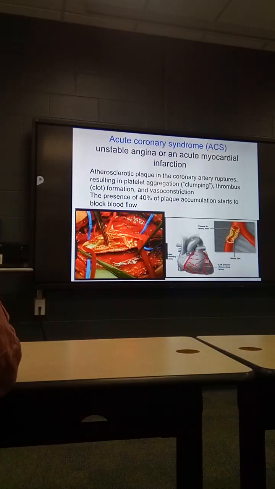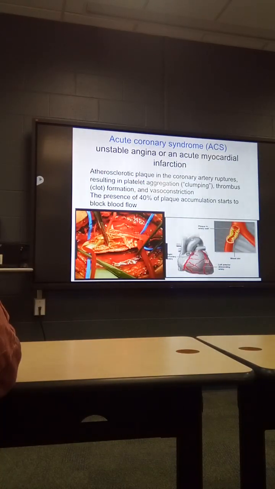So, we have chest pain, then another further step to this is an MI, acute coronary syndrome. Usually it's somebody with unstable angina. Remember, there's stable and unstable. So this is a person that has chest pain that's lasting more than 15 minutes. There's plaque in the coronary arteries that's either blocking the artery or actually ruptures the artery.